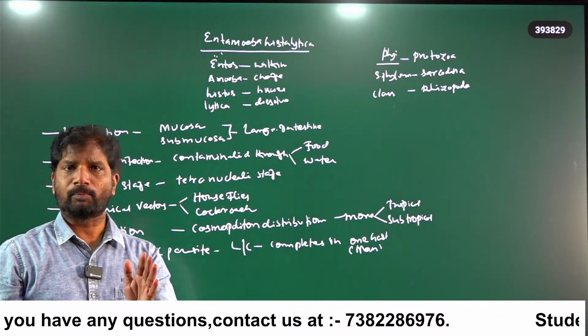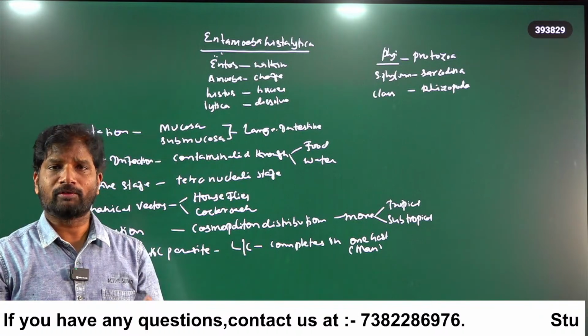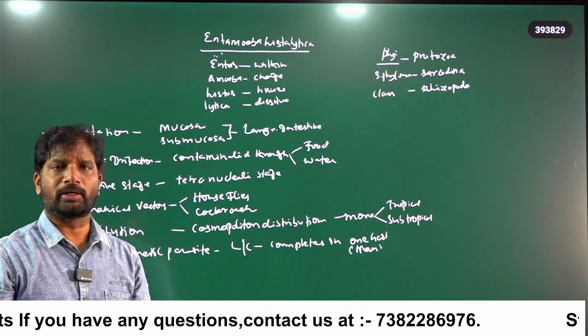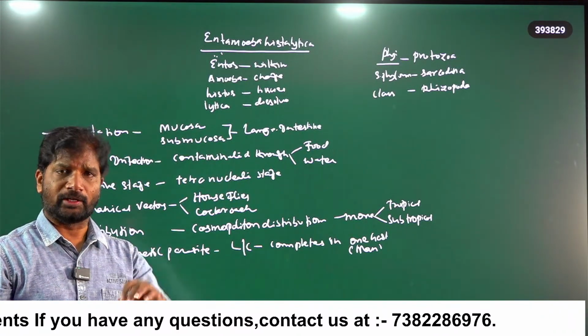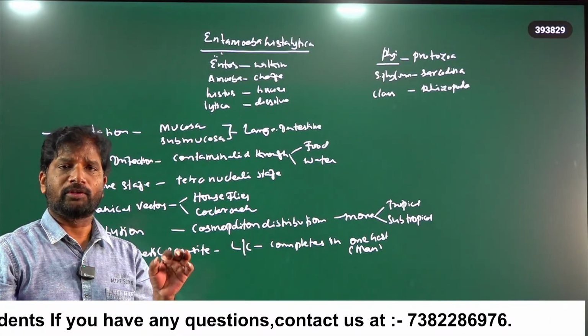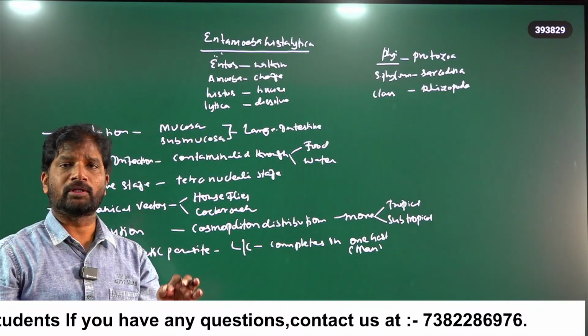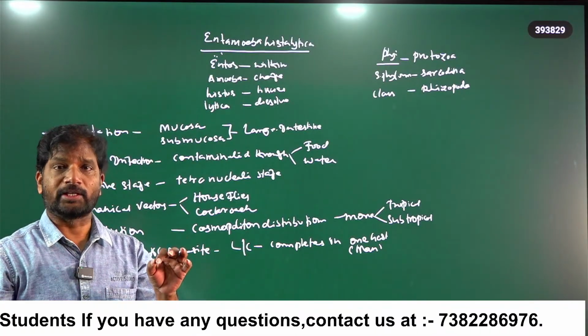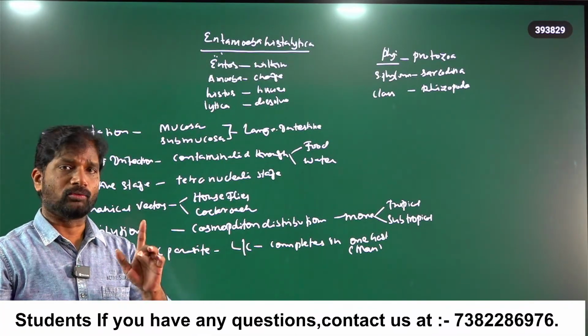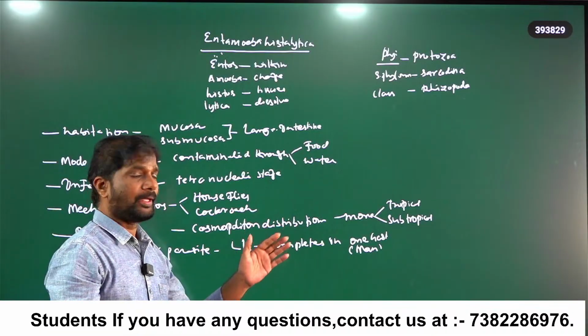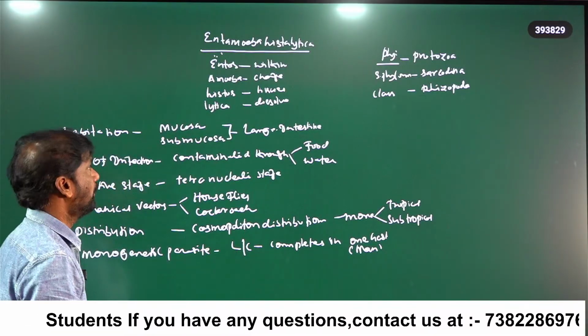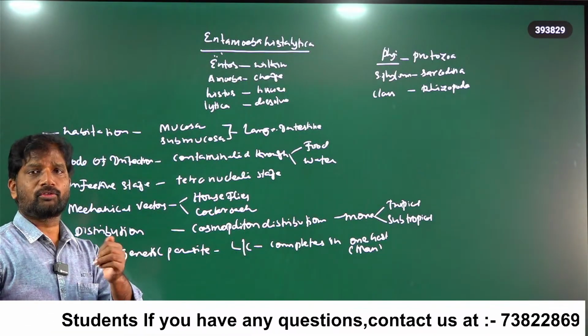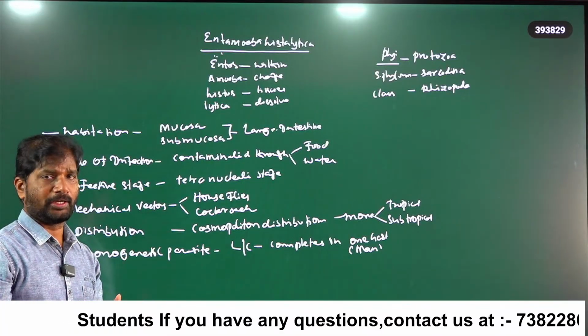What are tropical and subtropical countries? They are in the equatorial region of the globe. The countries located between 23 to 35 degrees north and south are known as the tropical and subtropical countries. So here is a somewhat introduction of this Entamoeba histolytica.